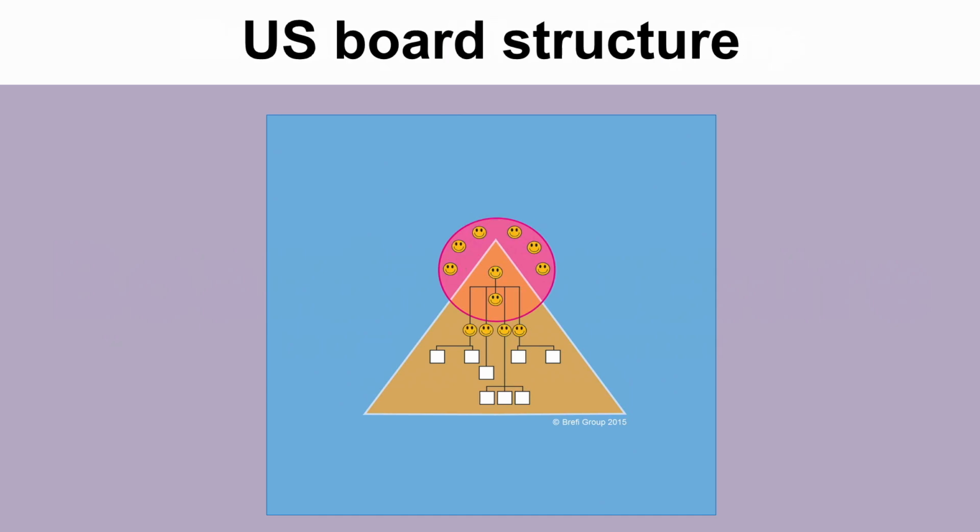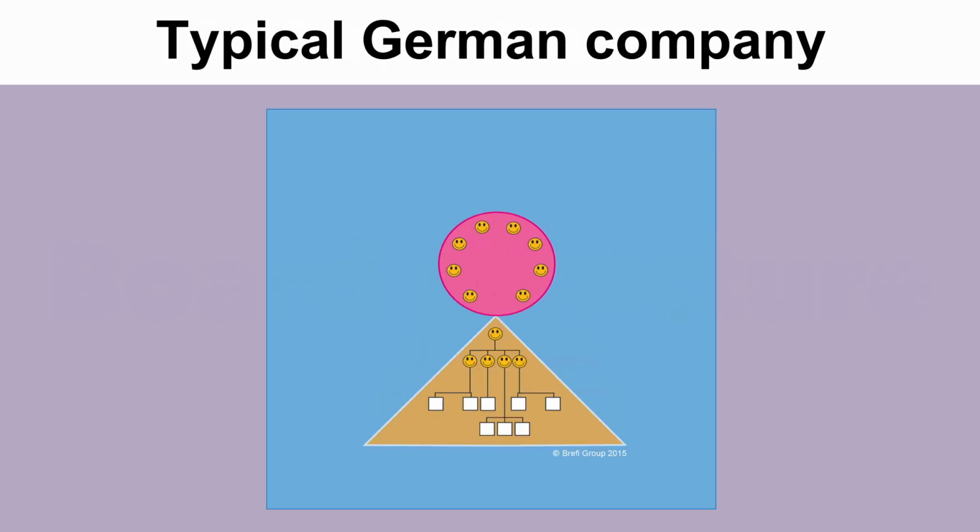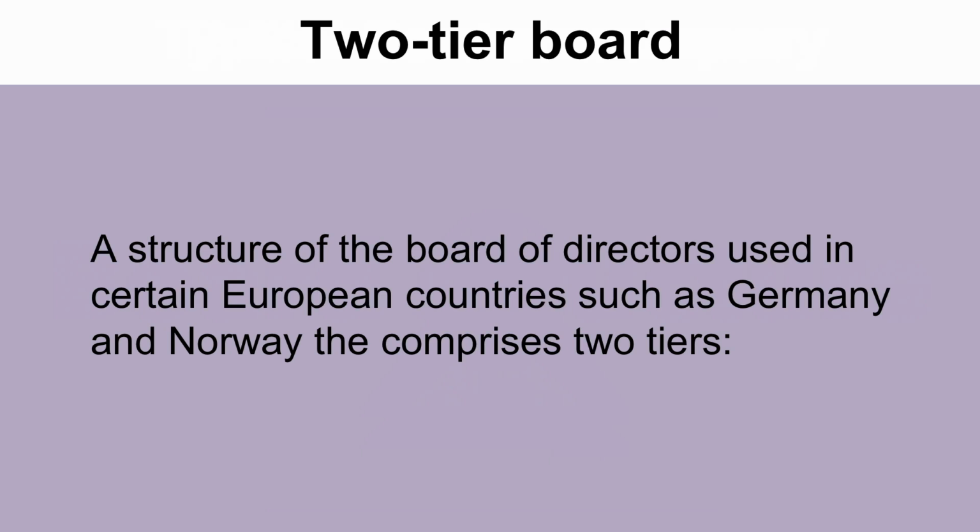And in the United States of America, you're likely to have a much larger number of non-executive directors. In Germany, we're likely to have a 2-tier board structure in which one board is exclusively non-executive and the other one is the management board.